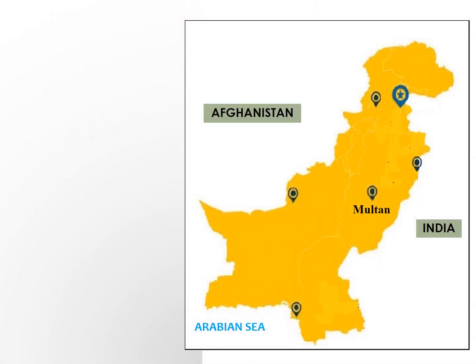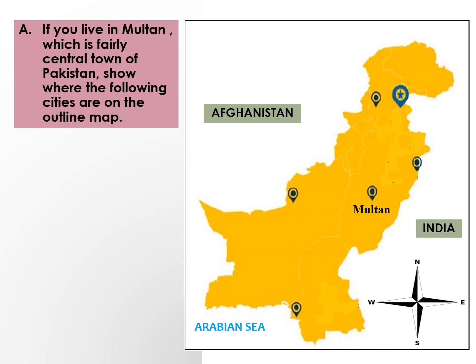Now let's just take help from the direction and solve this question. If you live in Multan, which is a fairly central town of Pakistan? Multan is a city of Pakistan, right? Show where the following cities are on the outline map. Here we have a map of Pakistan. With the help of this descriptive key, you are going to point out these major cities.